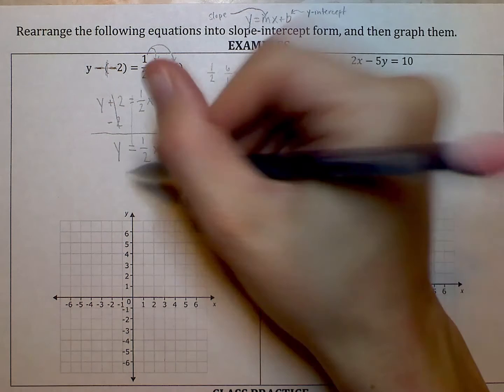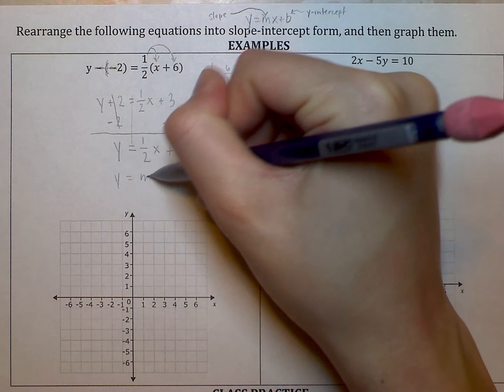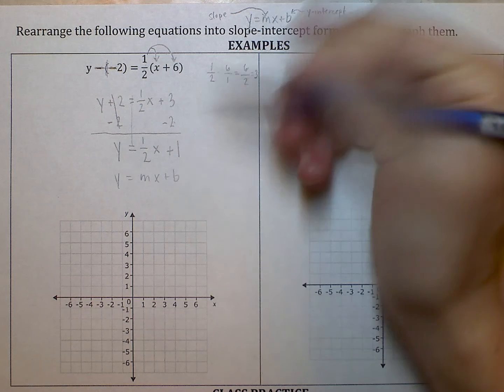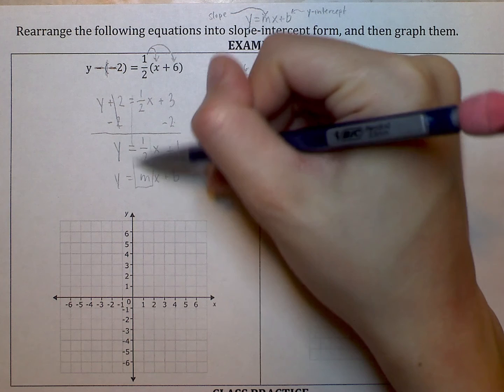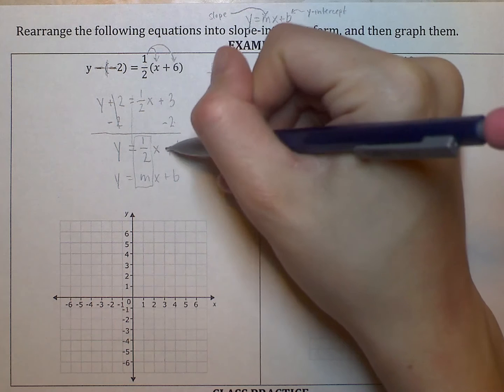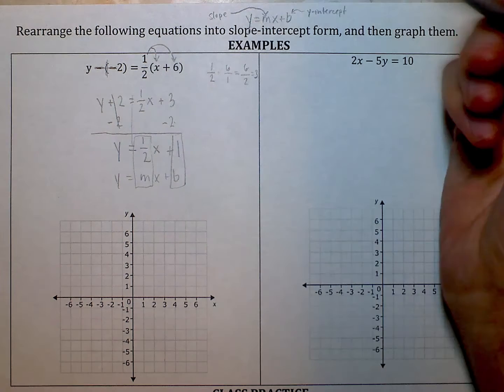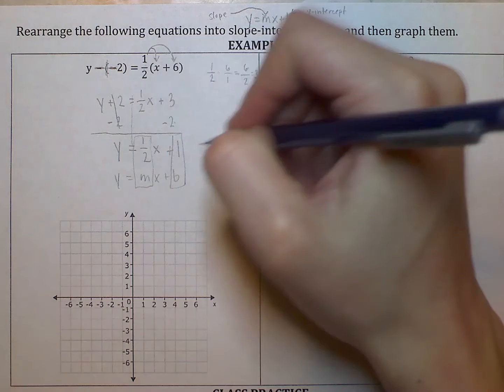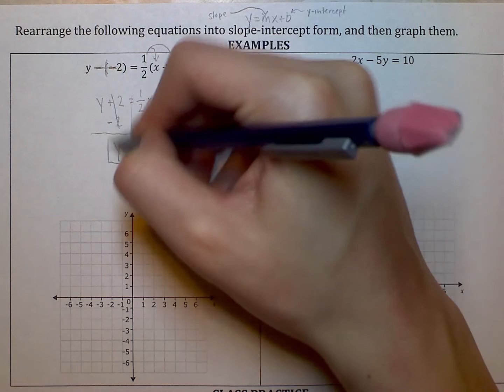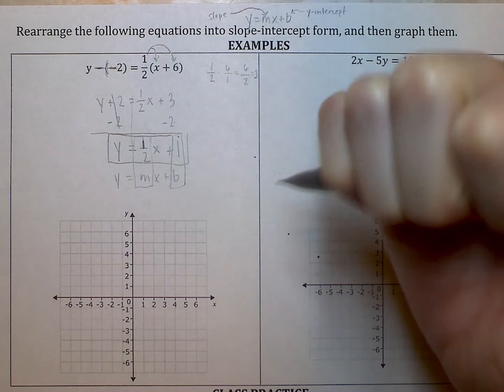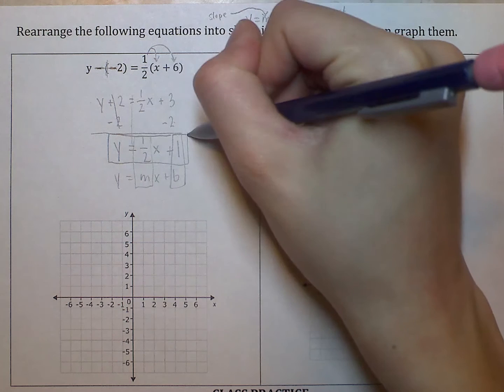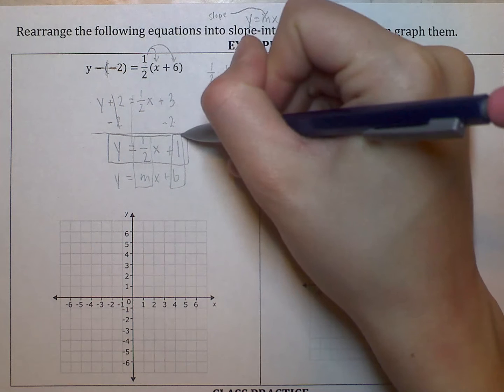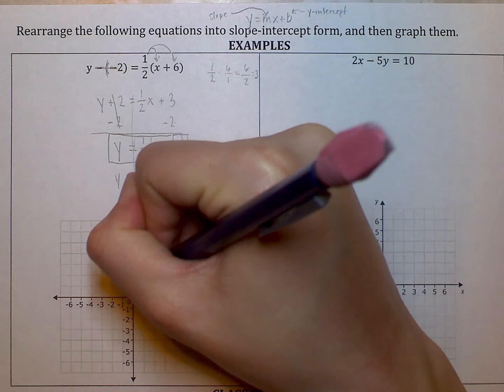So now this is perfect. This is y equals mx plus b, right? Here's my slope, and here's my y-intercept. So now when I go to graph it, this is a much easier equation to graph because it's in slope-intercept form, and I know that in slope-intercept form I say, oh, here's the y-intercept. I'm going to start there at the y-intercept.